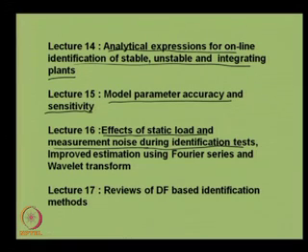Now, to alleviate those problems, there are certain techniques. One can make use of Fourier series or wavelet based techniques to get rid of problems associated with the output of a plant, which is subjected to static load and measurement noise disturbances. All those things will be studied in lecture 16, and finally, in lecture 17 we shall have a review of describing function based identification methods.